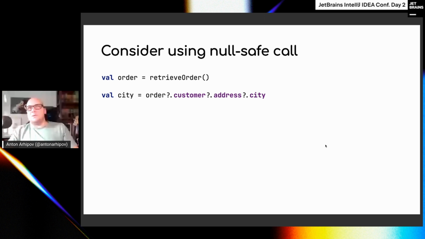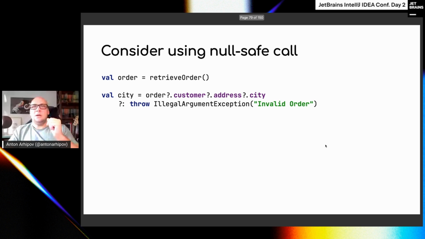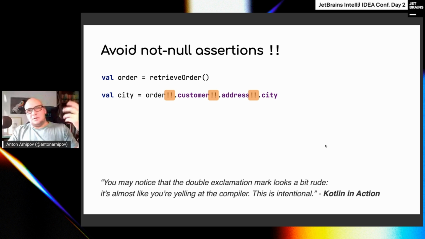And in Kotlin, with the safe call operator, we can get to that property, and with the Elvis operator, we can get the same semantics as we had previously. If we don't get the value that we need, we just throw the exception. So some people like to use the assertion, or not null assertion operator, but it's not a best practice. You better avoid it.